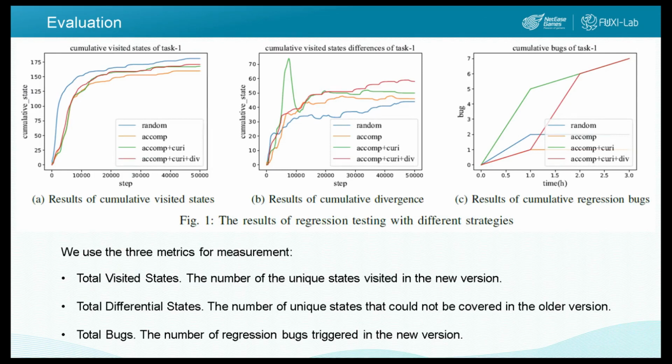To demonstrate the potential of our method, we select one task from a commercial MMORPG as our target and 4 baselines to perform the comparative study. The baselines are random strategy, accomplishment strategy, accomplishment and diversity strategy, and accomplishment and diversity and divergence strategy, respectively. In the experiment, we use 3 metrics for measurement. The preliminary results demonstrated its potential in capturing differential states and regression bugs. Our technique also has the potential to generalize to a wide range of applications that intrinsically require complex interactions.